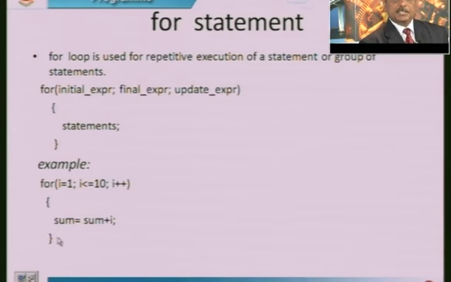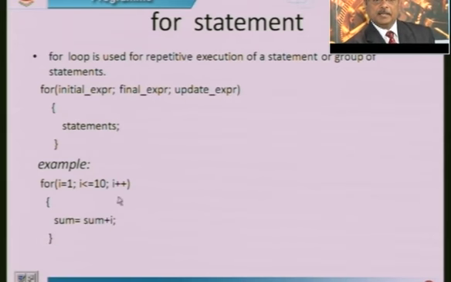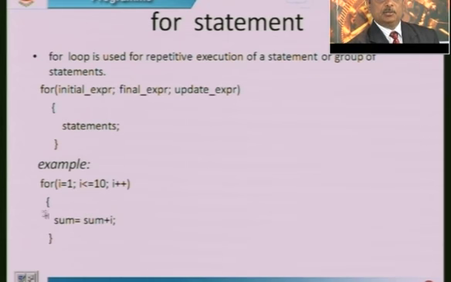After executing this statement, the control goes back and increments the value of I, and then it checks whether I is still less than or equal to 10. If that condition is true, control goes inside the loop and executes this statement. This statement will be executed until this condition is no longer satisfied.